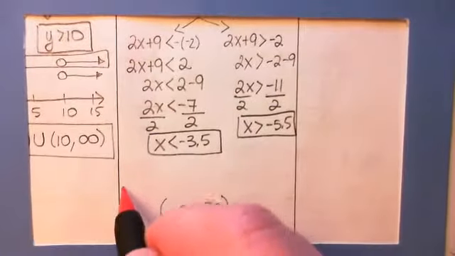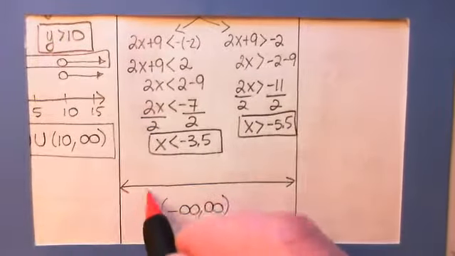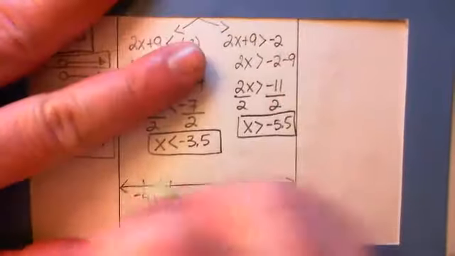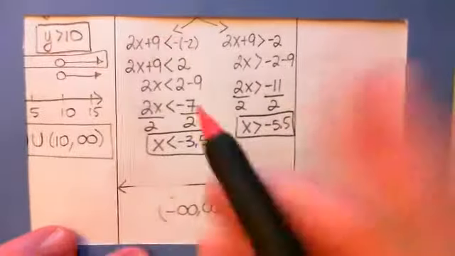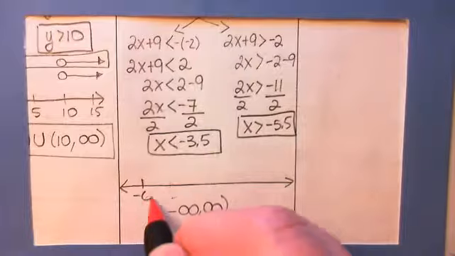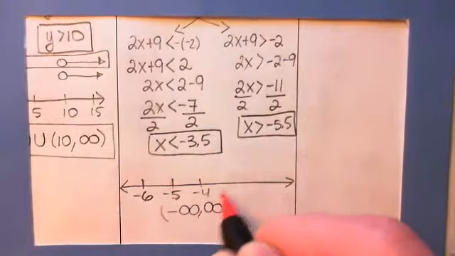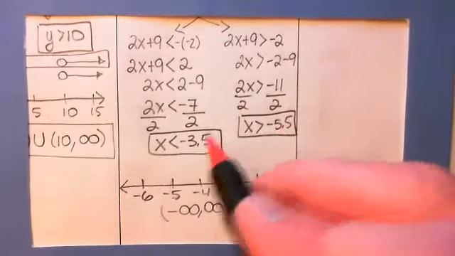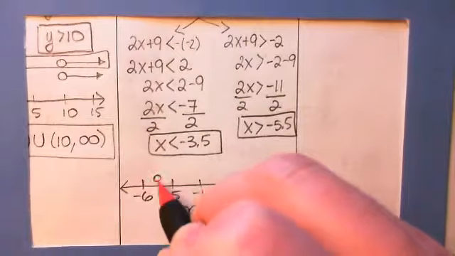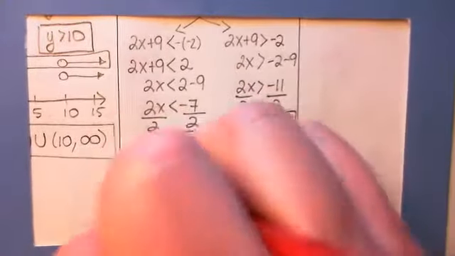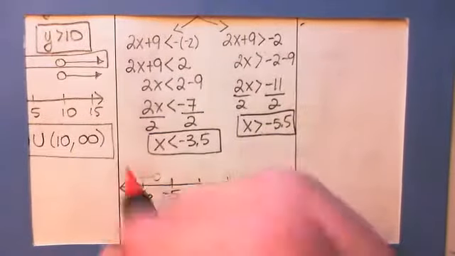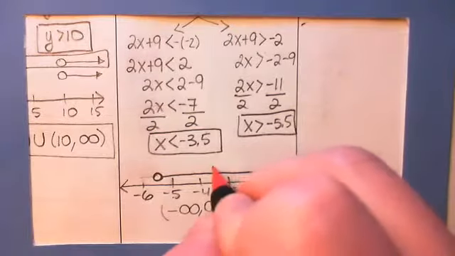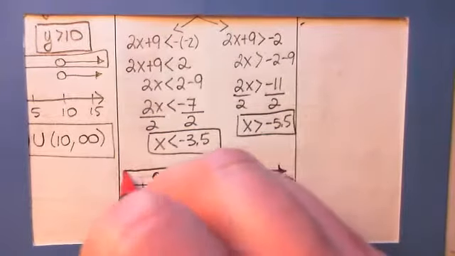Now let's do it on the number line and see what we get. So let's say we start out with negative 6, negative 5, negative 4, negative 3, negative 2, and so on. Basically, we're going to start at negative 5.5, so it would be right over here, and it's going to go to the right. And the 3.5 is going to start somewhere in here, and it's going to go this direction.